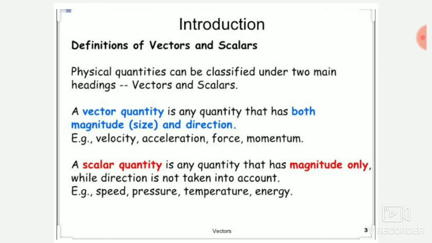A vector quantity is any quantity that has both magnitude, that means the size, and direction. Means how much. So if any physical quantity has a particular direction also and size, magnitude, that will be termed as vector quantity. For example, velocity. When we say velocity, it means speed in a particular direction. When we say acceleration, it is also in a particular direction. When we say force, the force we put is also in a particular direction.